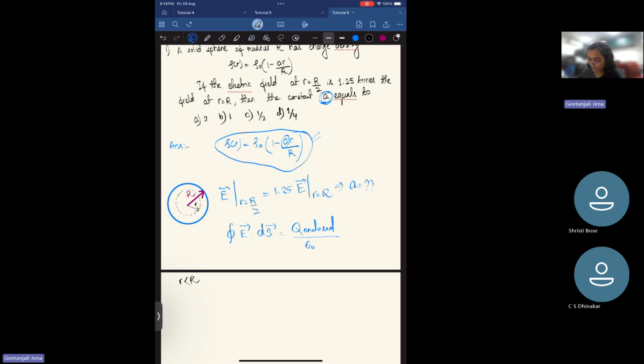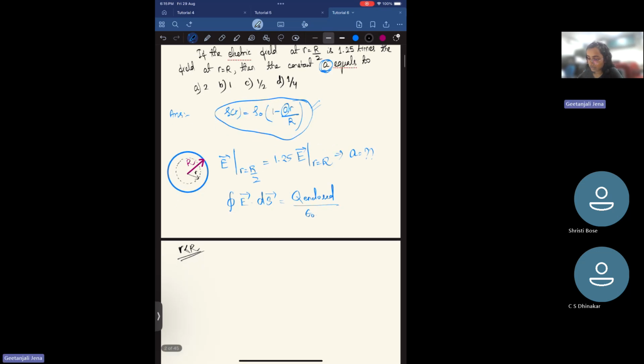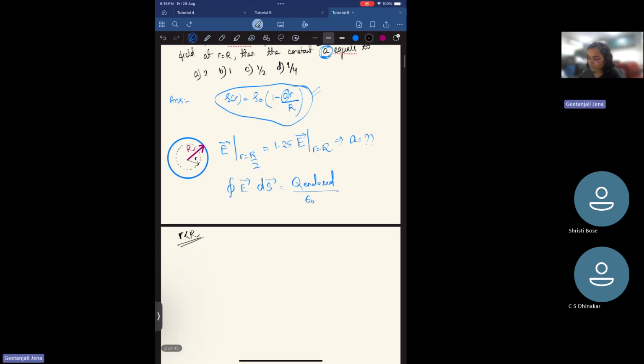Okay, if it is taking time, I think you can solve this problem. It's quite easy. So just let me go through the steps briefly. You need to take a Gaussian surface which is symmetrical to the system we have, which is a solid sphere. And you need to find Q enclosed and then use the Gauss law to find the constant value A. So Q enclosed is nothing but the integral of rho dV.